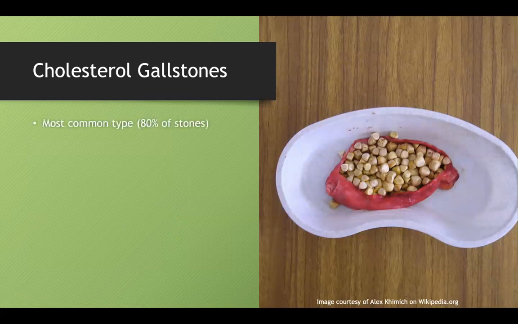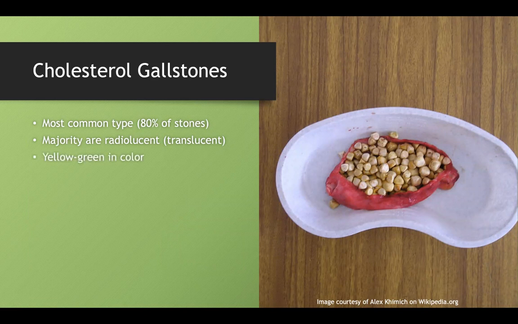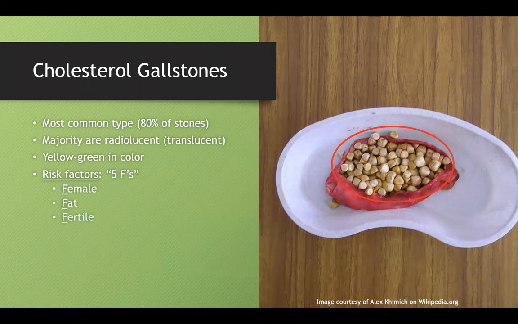So cholesterol gallstones, 80% of your gallstones are cholesterol stones. You could see a bunch of gallstones there. Most of them are radiolucent, which means if you take an X-ray, they're going to be translucent. You're not going to be able to see anything, which is why we do ultrasounds. They're yellow-green in color. And here's, like I said, dozens of cholesterol gallstones. And the risk factors for cholesterol gallstones specifically are often referred to by the mnemonic of the 5 Fs. That's going to be females, people with obesity or fat people, fertile, 40, and first people.